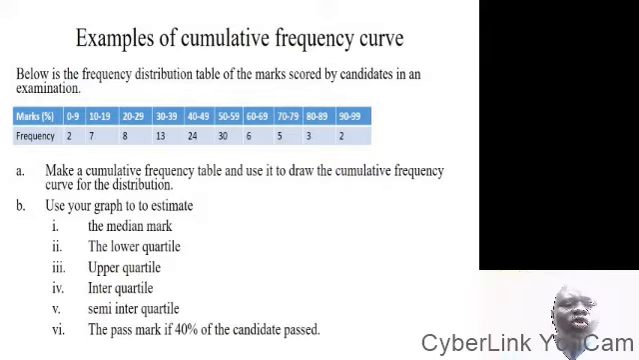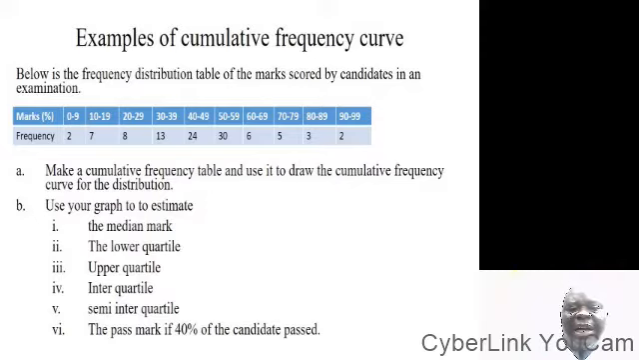Then we are required to draw a cumulative frequency curve or ogive, or whatever you may call it, either ogive, cumulative frequency curve or graph. Then in the graph we are required to find the median, the lower quartile, the upper quartile, the interquartile range and the semi-interquartile range. And we are told to find the pass mark if 40% of the students pass.